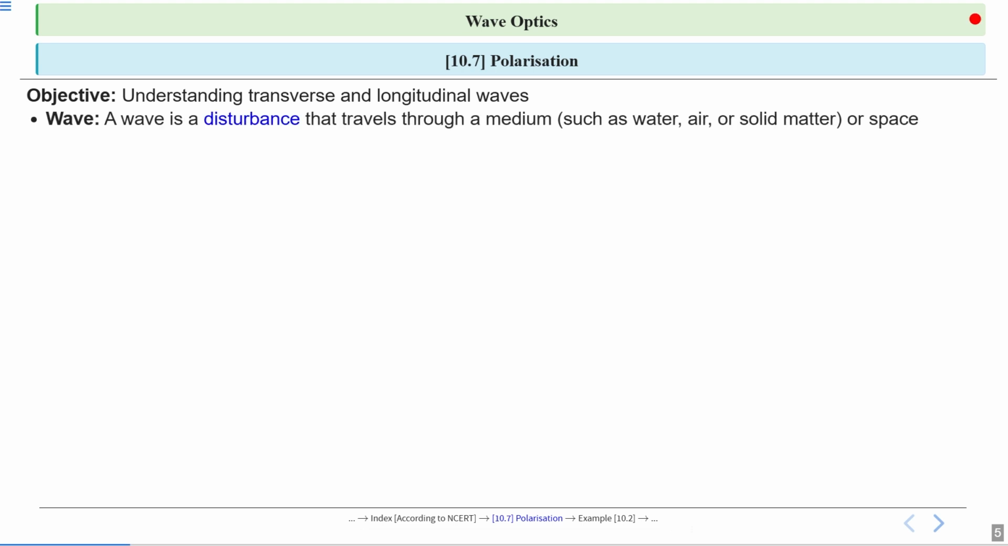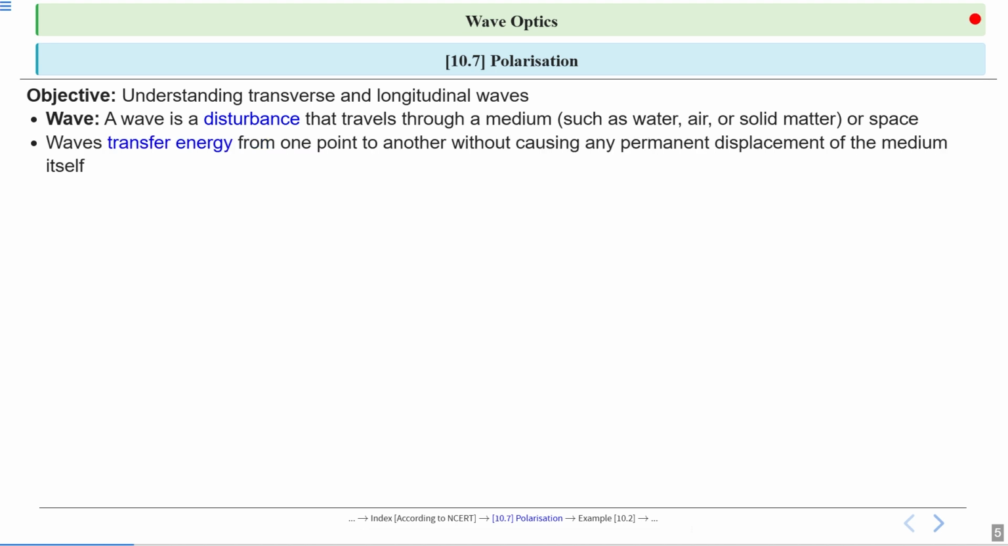So a wave is essentially a disturbance that travels through a medium such as water, air, or solid matter, or even through space. Notice how the term disturbance is highlighted here, emphasizing that waves are all about movement and change. Waves are remarkable because they transfer energy from one point to another without causing any permanent displacement of the medium itself. This means that while the energy moves, the medium through which it travels remains largely unchanged.